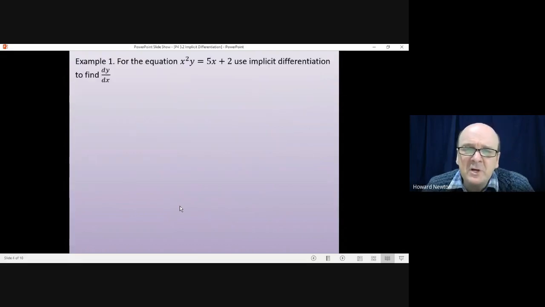Okay, I'll let you have a go and see if you can make sense of what this means. So if we had the equation x squared y equals 5x plus 2, we're asked to use implicit differentiation to find dy by dx. So we differentiate the left-hand side of the equation with respect to x using the product rule, and we'll differentiate the right-hand side of the equation with respect to x. I'll let you have a go and see if you can make sense of that yourself. So pause the video, have a go at this, and then come back to me when you're ready.